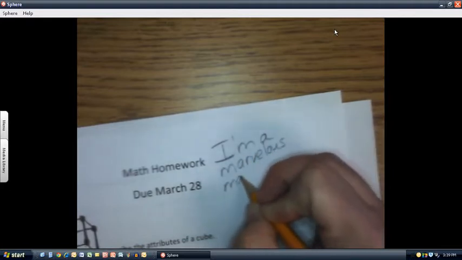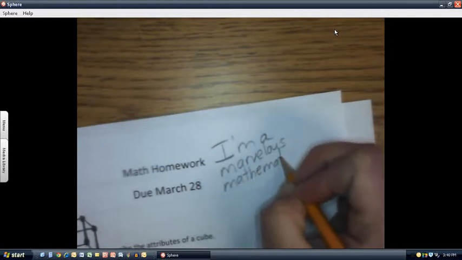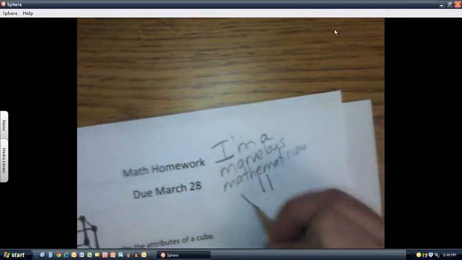Come to the front of your paper and say, I'm a marvelous mathematician. And I will give you tickets for being a marvelous mathematician.